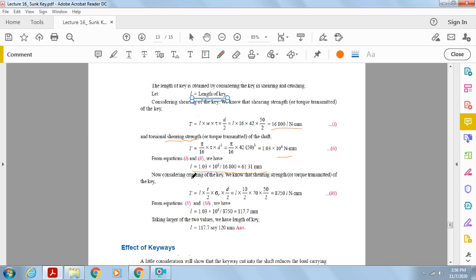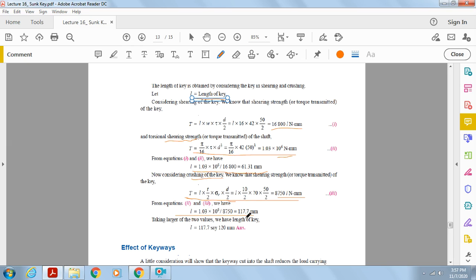So balancing these two equations 1 and 2, we get L equal to 61.31 millimeter. Now as this is the case of shearing, consider the crushing. In case of crushing, the torque transmitted due to crushing will be equal to L into T by 2 into sigma c into d by 2. Putting all those values, we get 8750 L Newton millimeter. So balancing equations 2 and 3, we get L equal to 117.7.